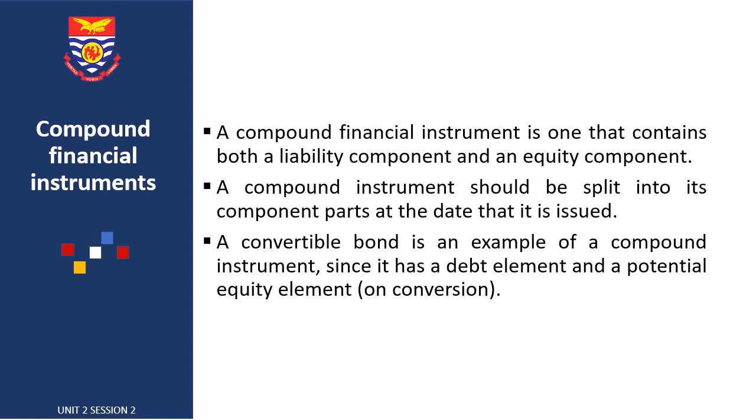An example of a compound instrument is a convertible bond, where you have the option to convert it to equity at the date of maturity or to take cash. So it has two main elements here: a liability component and then the equity component. At the date it was issued, do the splitting, then you determine the liability and then the equity at the date of inception.